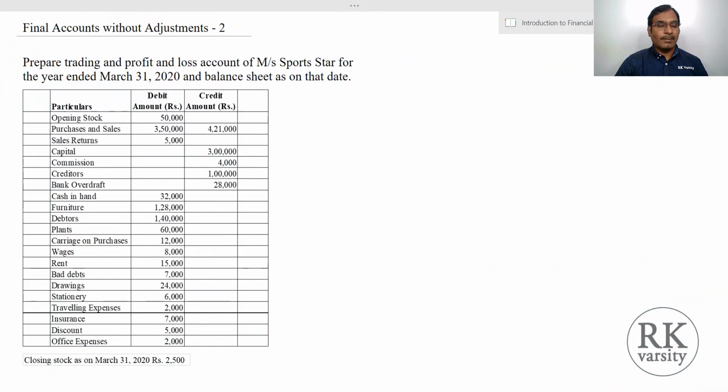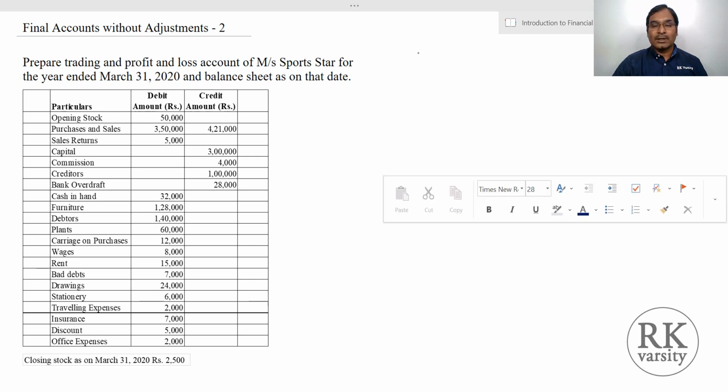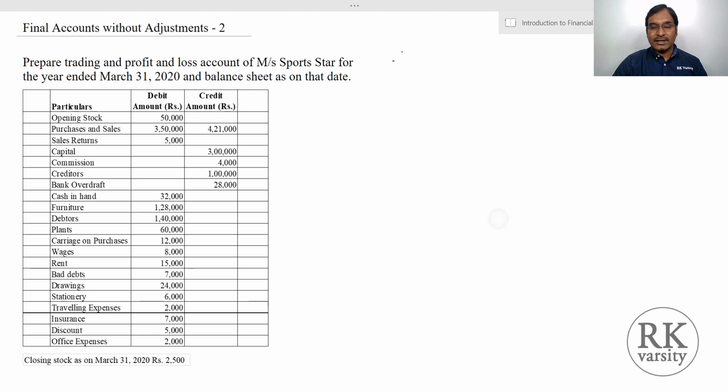So here are the balances of Mrs. Sportstar, and using these balances you are supposed to prepare the trading account, then the profit and loss account, and then a balance sheet for the financial year ended 31st March 2020. Here your balances are given as debit and credit. When you come across this kind of format of a trial balance, you have to remember that in ledger accounts, assets and expenses will have debit balances.